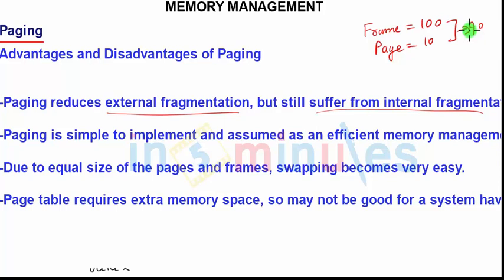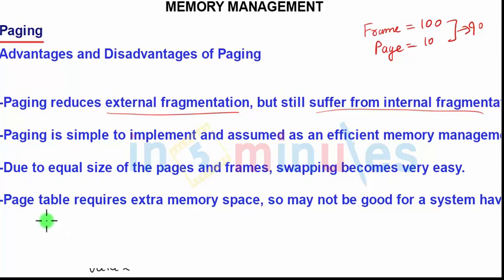Second thing, paging is simple to implement and assumed to be more efficient memory management. Yes, because the main reason is pages can be taken out anytime when they are no longer needed, and put in when they are needed. So it is obviously more efficient. Due to equal size pages and frames, tracking becomes easy. This is very important because in earlier cases of continuous memory allocation, variable size or dynamic, we used to assign space, resize space and give. Whereas in paging, since frame size is very clear and page size is equivalent to the frame size, it is not going to be much of an issue. One just needs to search for an empty frame where the page can be added.